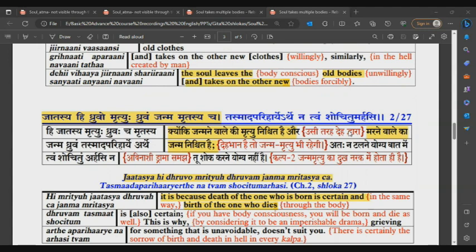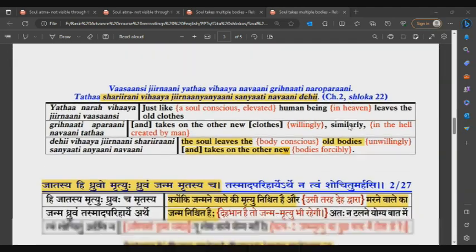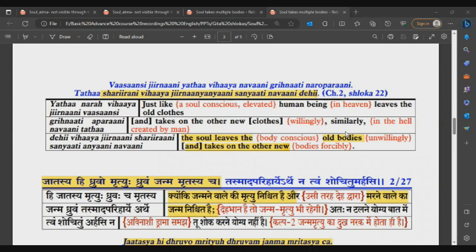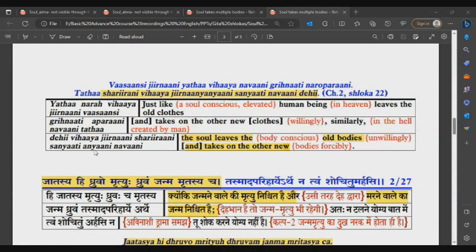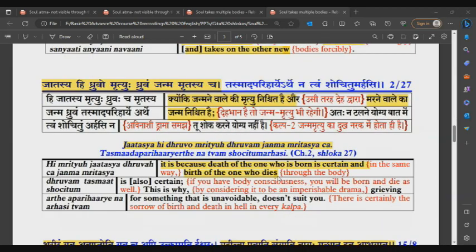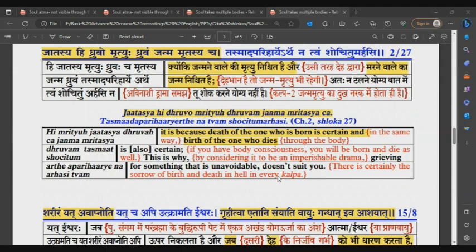Another direct reference is chapter 2, sloka 27. It clearly says here, Jatasya hi dhruvo mrityu, dhruvam janma mritasya cha. For the earlier sloka, we are not really focusing on reciting here, because the purpose of this study is to understand first. But, vasansi jirnani yatha vihaya navani grihnati naroparani, tatha sharirani vihaya jirnany anyani samyati navani dehi. Even if you look at the words on the left side, they have meaning on the right side. It will make sense to you very easily.